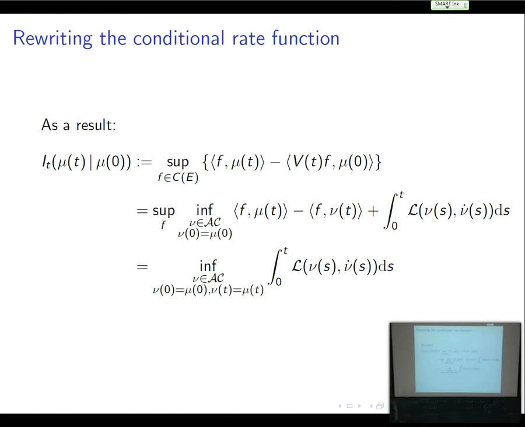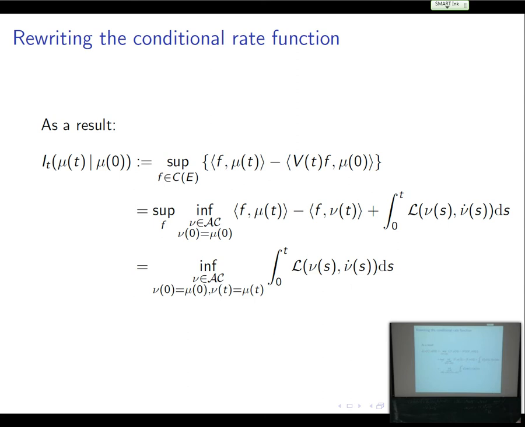So I have the supremum of all functions, and then I get minus the supremum over this difference, so that becomes the infimum. So I get the supremum over the infimum over all trajectories of f comma mu t minus f comma nu t plus the Lagrangian, the integral of the Lagrangian. Now suppose that I have some kind of minimax lemma that I can use, and that I can interchange the supremum and the infimum. So what would happen if that would be satisfied?